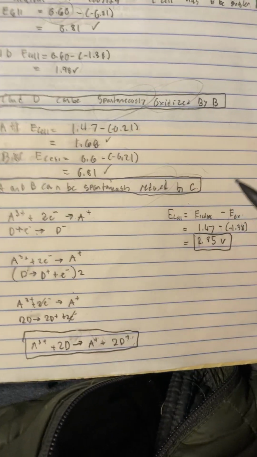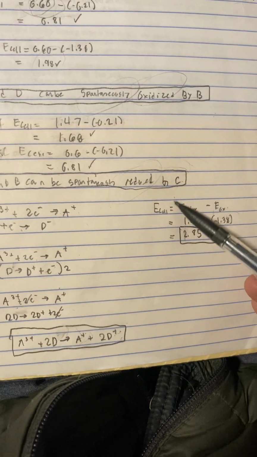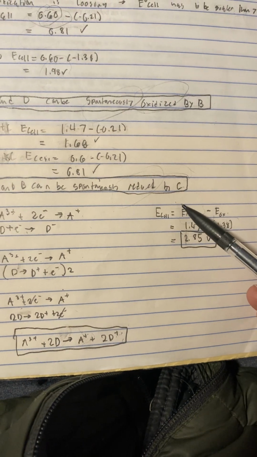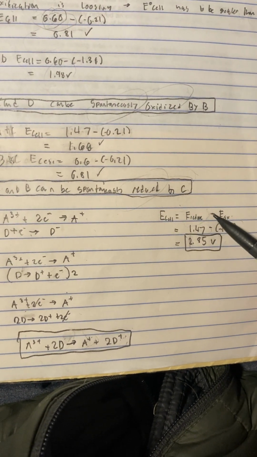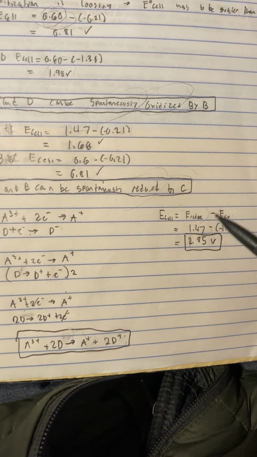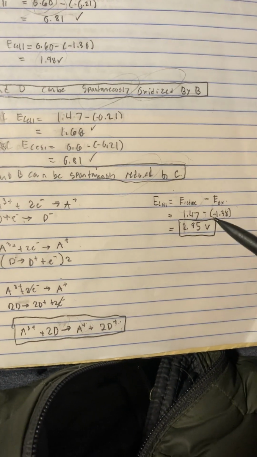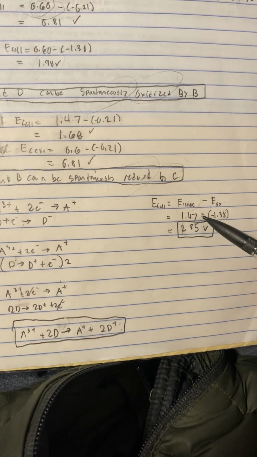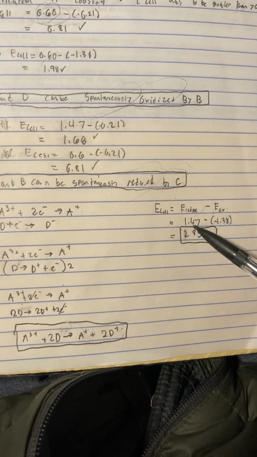To calculate the cell potential, take the E cell for the reduction potential minus the E cell for the negative, or the oxidation potential, as I've written here, which I did 1.47 minus negative 1.38, which is 2.85 volts.